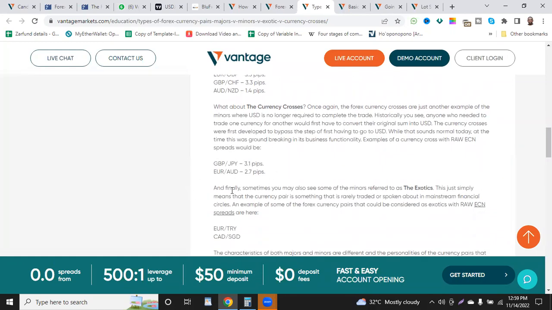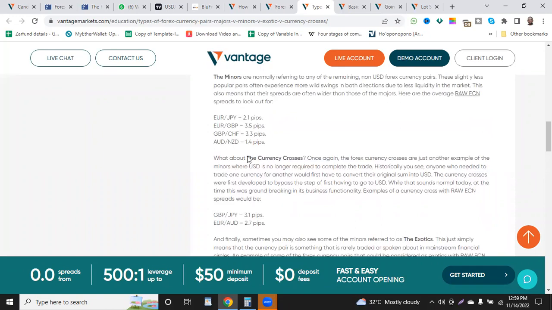The same thing goes for the crosses. Crosses are usually major currencies that don't involve the US dollar. They don't have the US dollar in them. So you notice now, even these minor currencies are still crosses. A cross is basically a currency pair that does not have the US dollar in it.